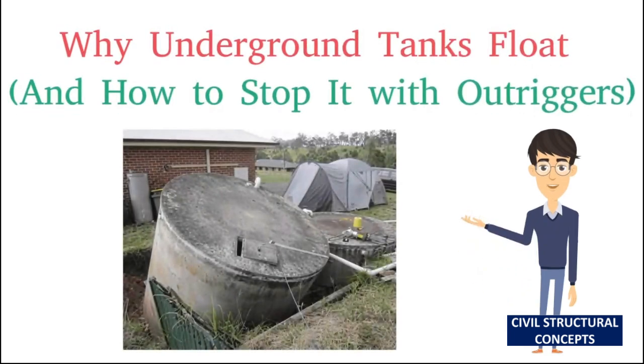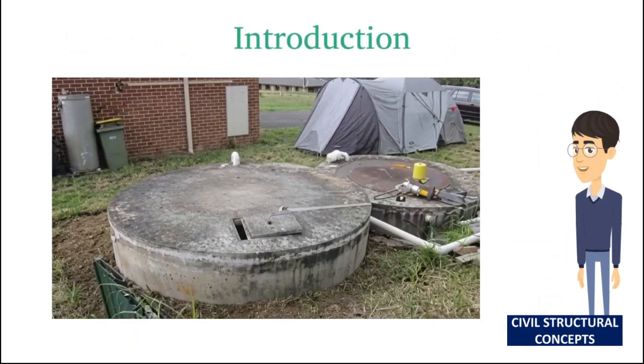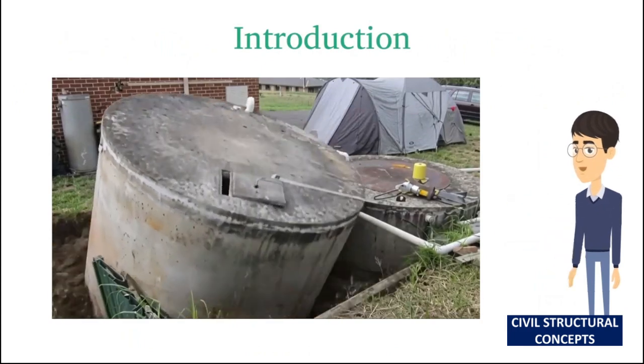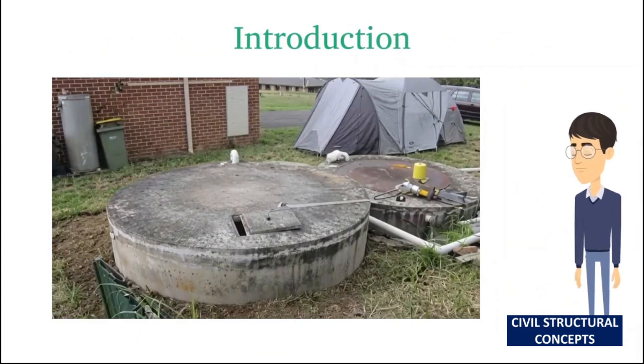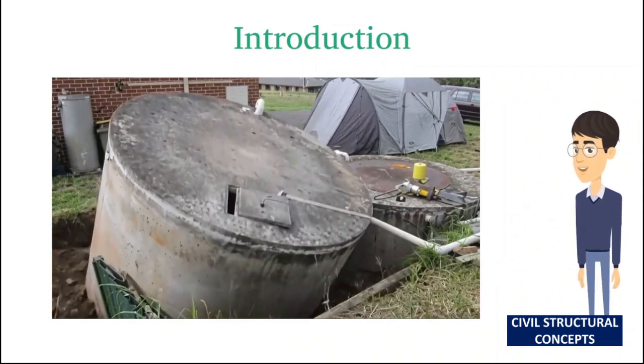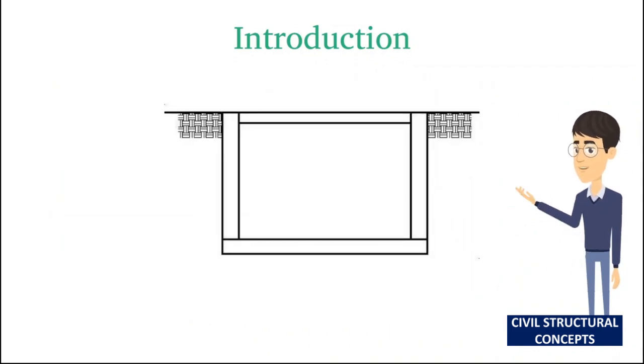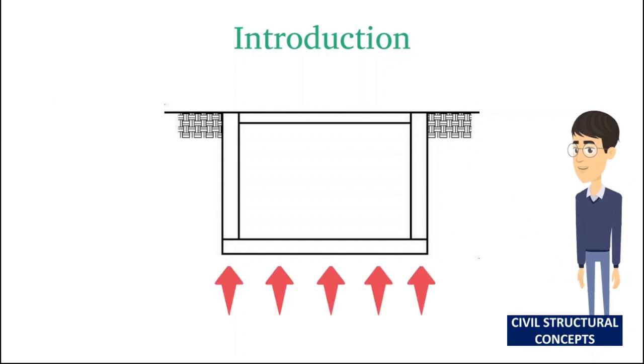Why underground tanks float, and how to stop it with outriggers. Have you ever seen an empty underground water tank float out of the ground like a boat? It sounds crazy, but when the water table is high, the upward buoyant force can easily push a concrete structure right out of the soil.